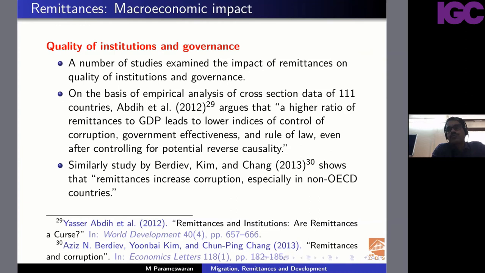So it may lead to more corruption. That is the core of the argument: you have more money, but you don't have appropriate systems to effectively utilize that money. Similarly, another paper also says the same, that remittances increase corruption, especially in non-OECD countries. Because in OECD developed countries, they probably have the apparatus to manage the richness. But countries which do not have the apparatus to manage the richness may enter into more corruption.